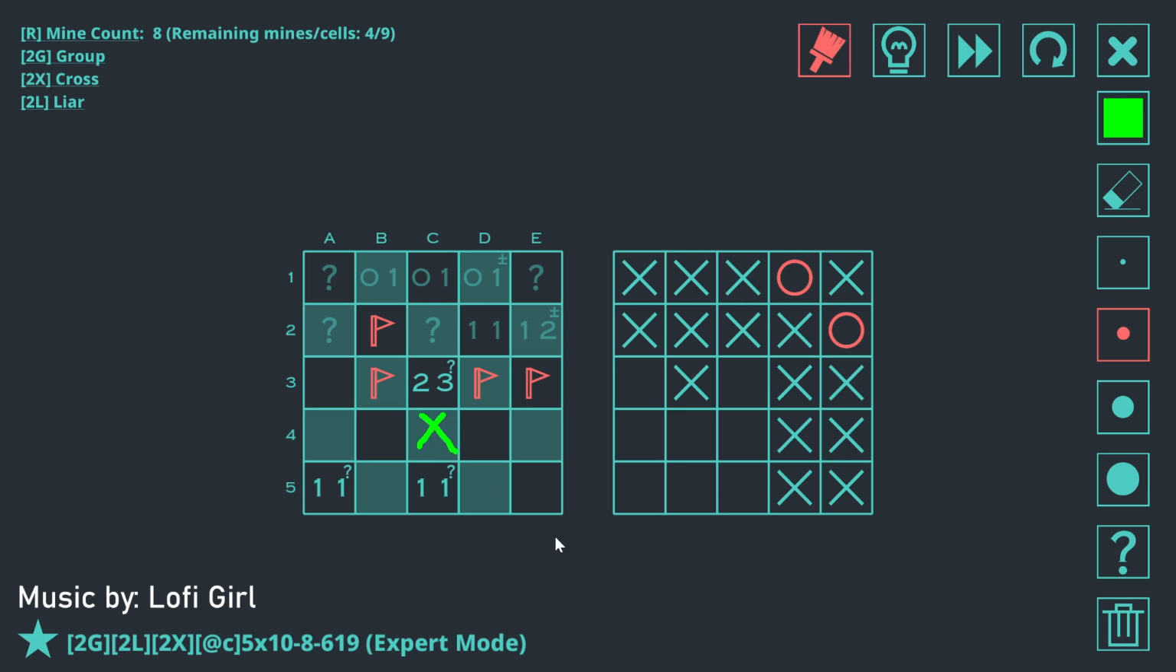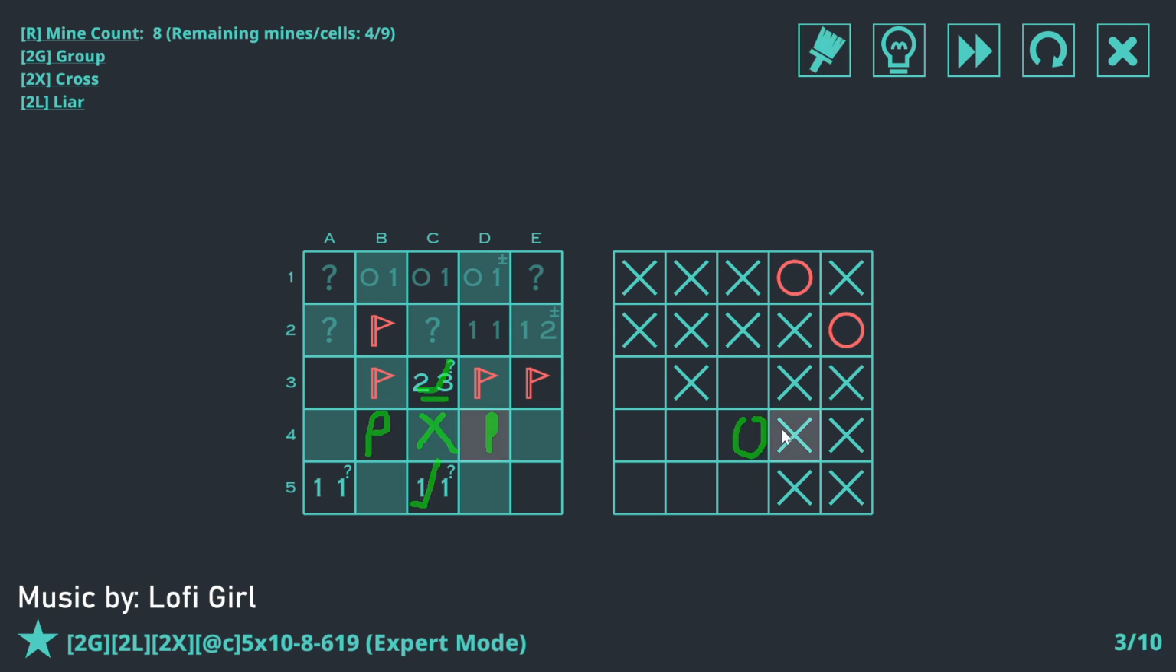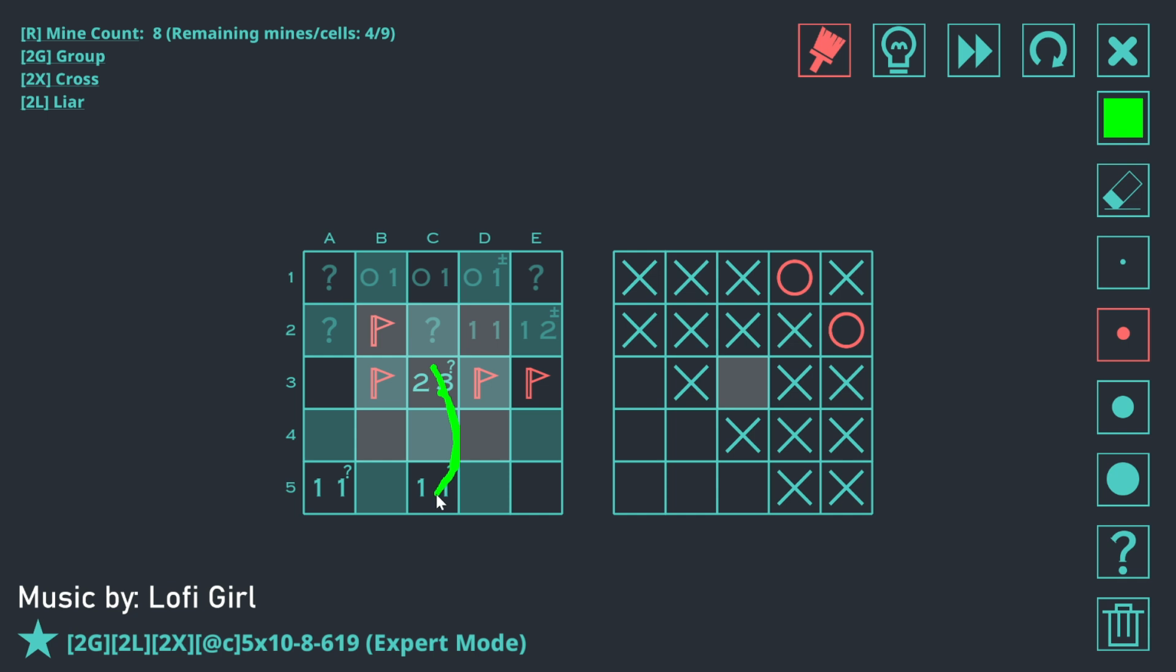Suppose this was lying. If this was lying, then these are both telling the truth, but that's not possible, because this 2 3 must have a mine here or here, and this 1 1 is just broken because there's 2 dark mines around it. So this X here just can't be a liar. There you go. So one of these is a liar, definitely.